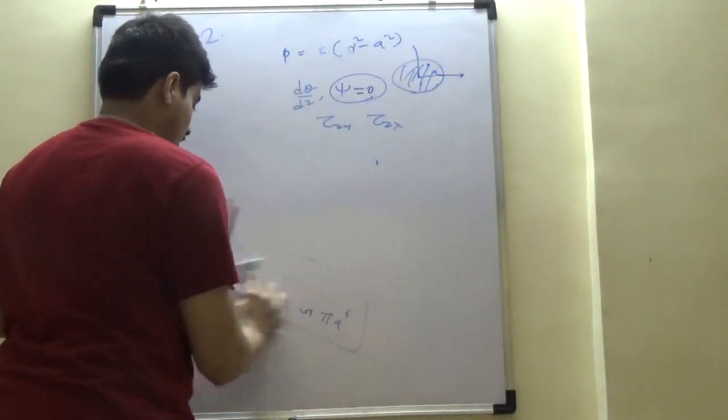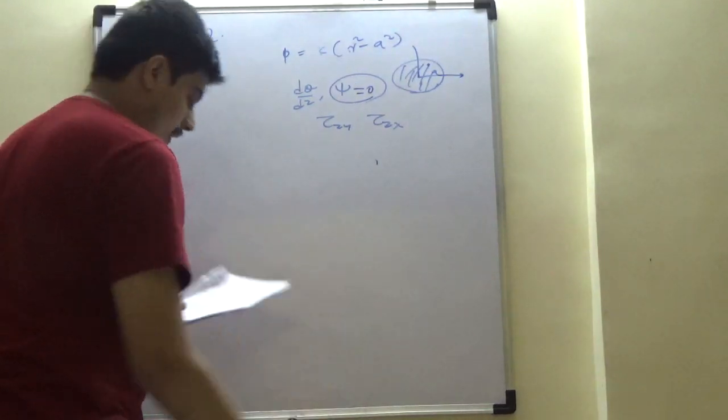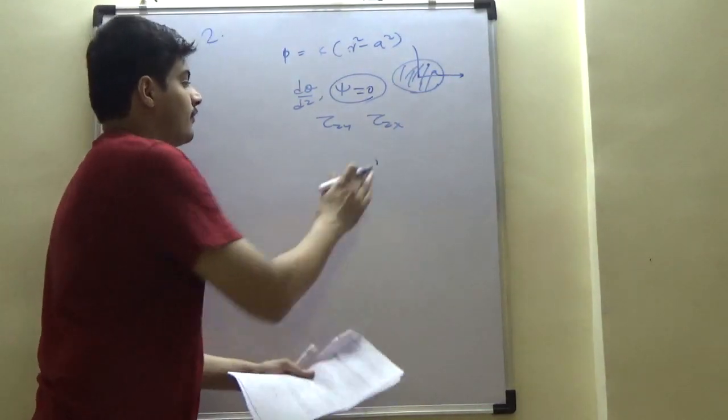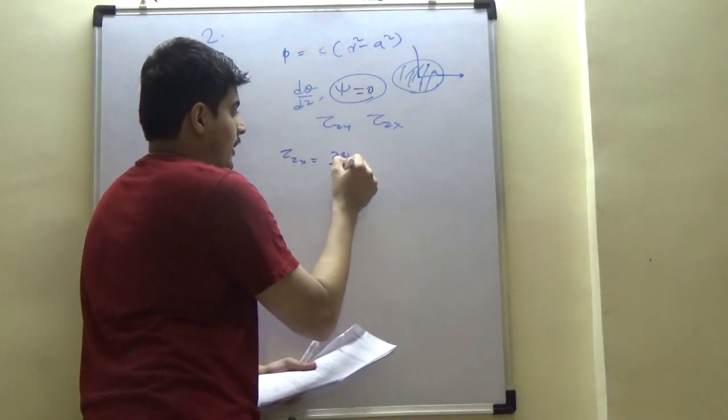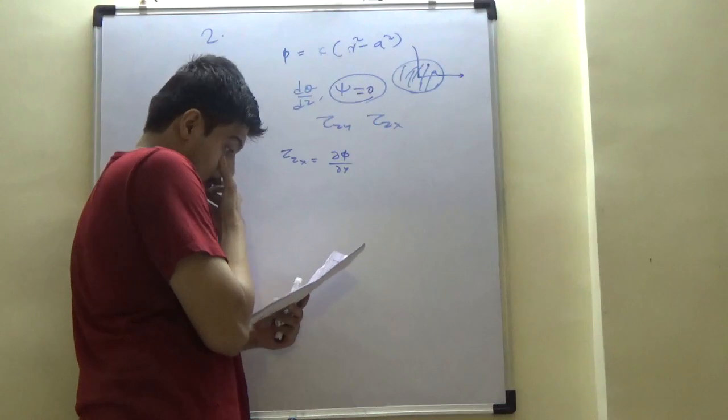Once these are known, dθ/dz is known. It is easy to find tau zx, which is del phi by del y. What will this be?